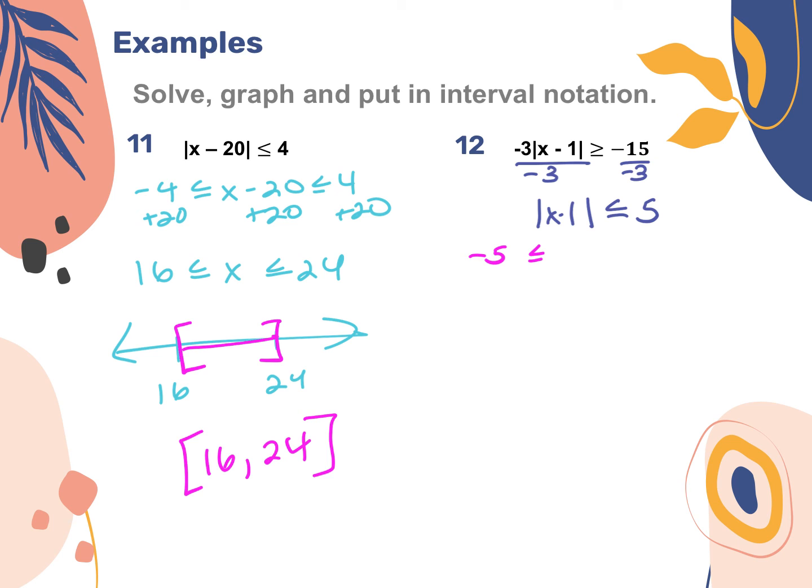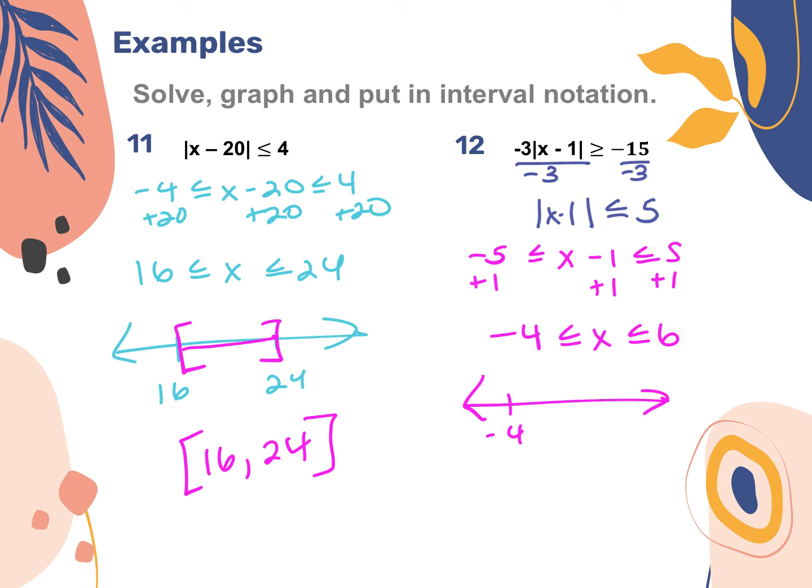-5 is less than or equal to x minus 1, which is less than or equal to 5. Add the 1 in all 3 spots. -4 is less than or equal to x, which is less than or equal to 6. -4, positive 6, bracket on each, shaded in between.